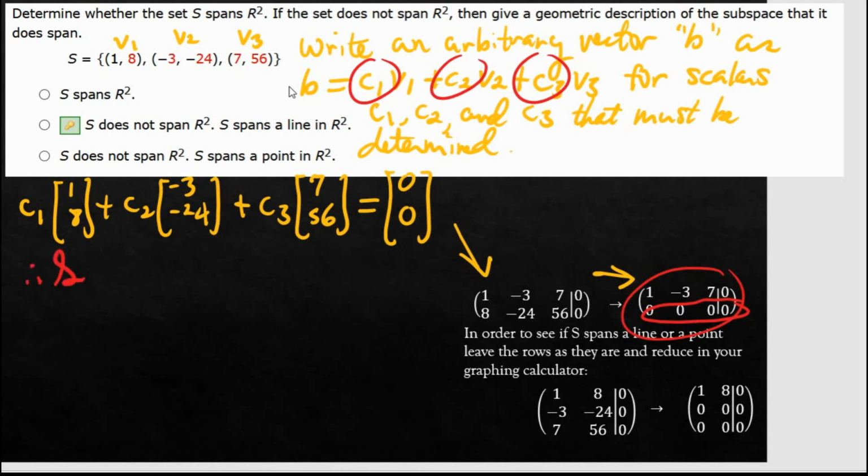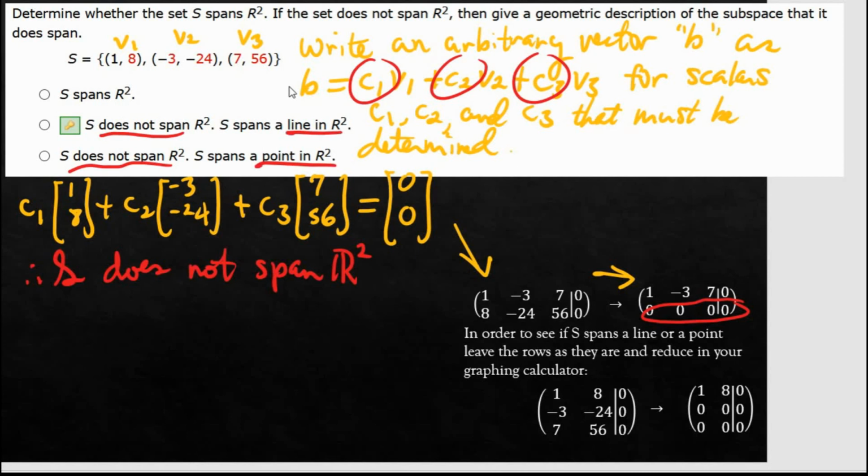So S, because of how this system looks, does not span R2. Now the question, we know that it doesn't span, but is S a line or is it a point? That's the question. Now, in order for me to determine that, you could do a couple of things. You can actually take these 3 points and you can graph them, but the numbers are so big. So I do everything by hand because I'm just old-fashioned. You can use an electronic grid and put those in, and you will see that when you connect those three dots, they are a line.